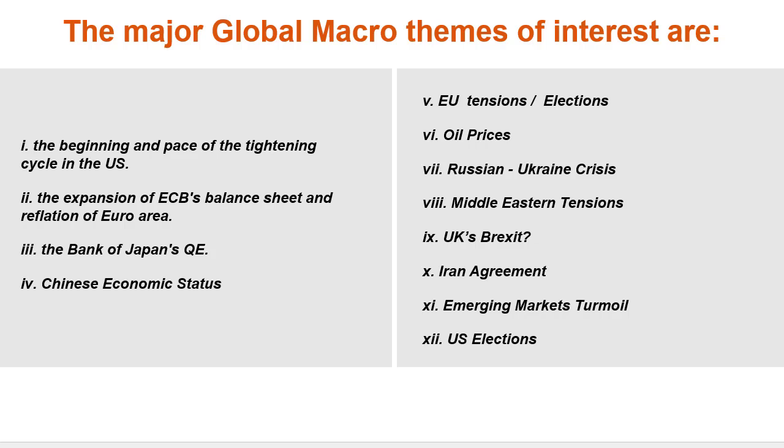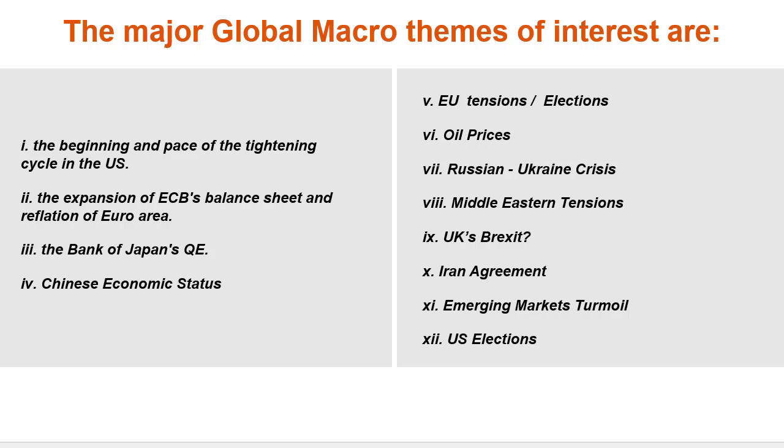Next, I'm going to show you an example. This is from an older analysis that I have done, so it doesn't apply to the current timeline. I just wanted to show you an example. Simply ask yourselves this: what are the major global macro themes of interest? For example, it could be the beginning and pace of a tightening cycle in the US, the expansion of the ECB balance sheet, the Bank of Japan, Chinese economic status. You will see here that this is about global macro.